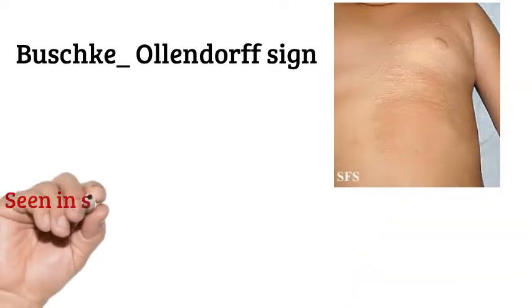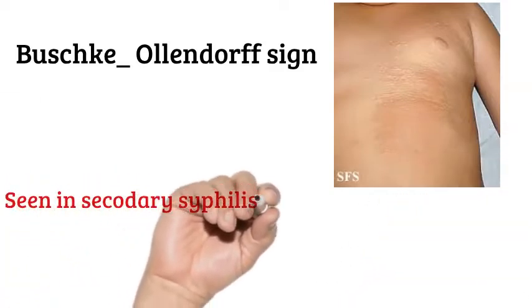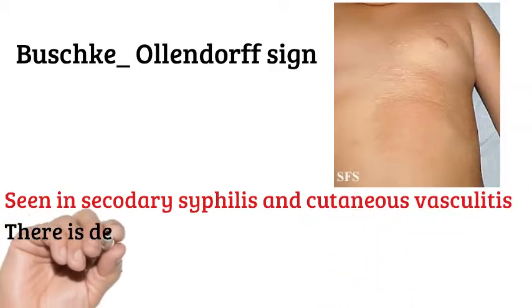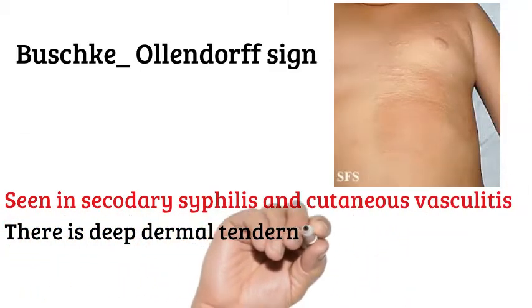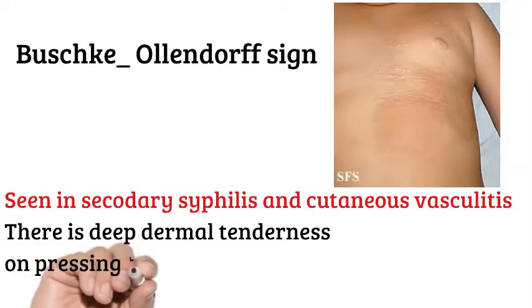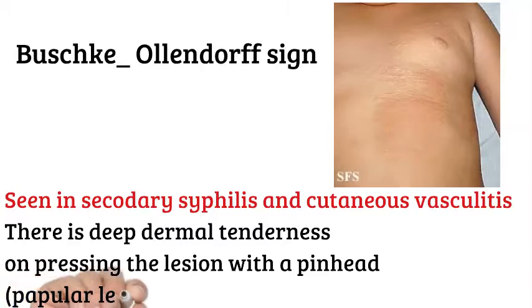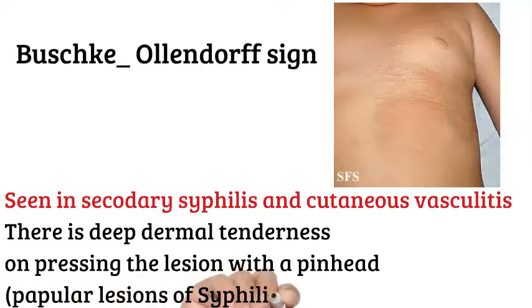Buschke-Ollendorff sign. This sign is seen in secondary syphilis and cutaneous vasculitis. Here, there is deep dermal tenderness on pressing the lesion, with a pinhead papular lesion of syphilis.